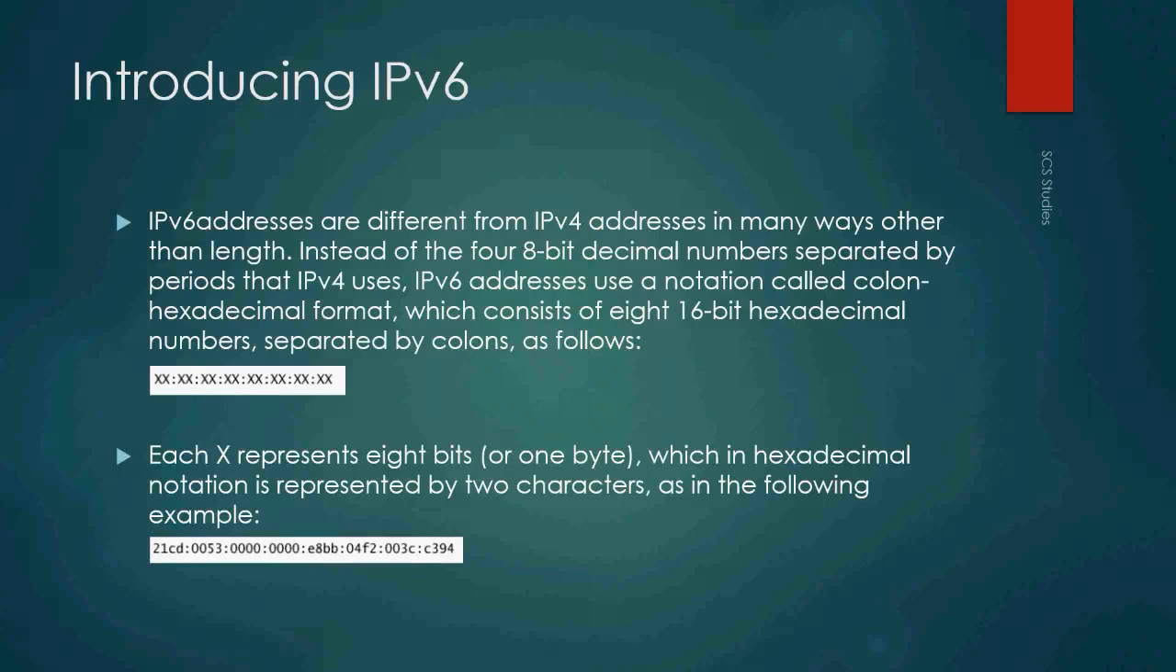In terms of IPv4, your specification is differentiated with the dot value, 192.168, right? But in IPv6, you have to use colons instead of dots. Each X represents 8 bits or 1 byte, which in hexadecimal notation is represented by 2 characters, as in the following example. If you want to use a full-fledged IPv6 address, it would look something like this: 21CD colon 53 colon 0000 colon 0000 colon E8BB and more. So this is an actual example of an IPv6 address.